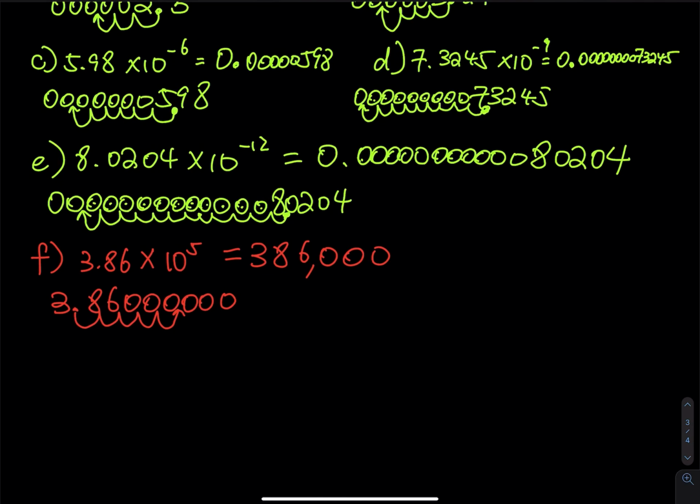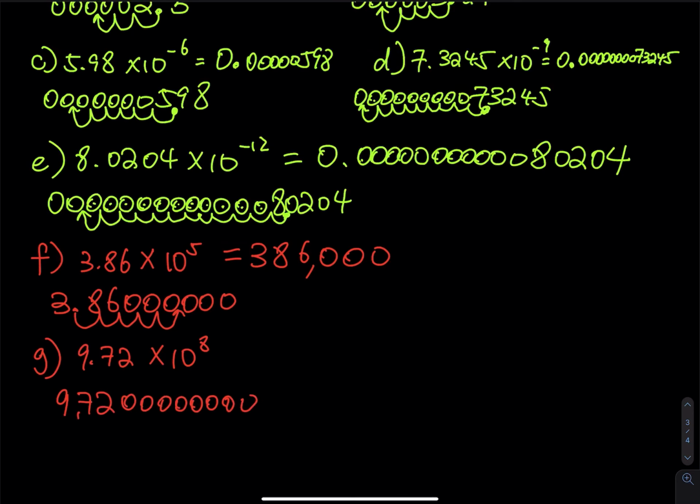And then G, we have 9.72 times 10 to the 8th power. So that is a positive exponent, making the mantissa bigger. 972. Let's prepare the zeros. So 1, 2, 3, 4, 5, 6, 7, 8. We start right there. So that is equal to 972 followed by 6 zeros, right? And then we draw a comma to separate every 3 digits.